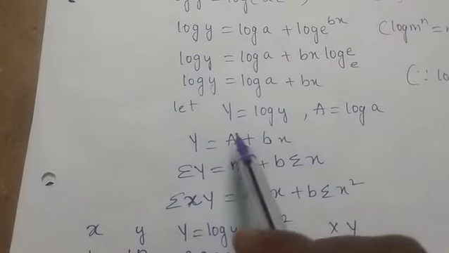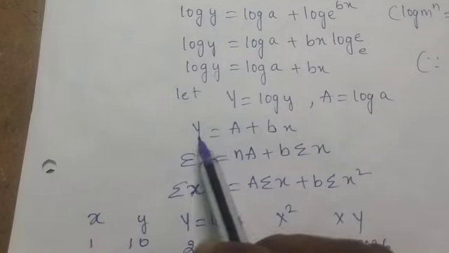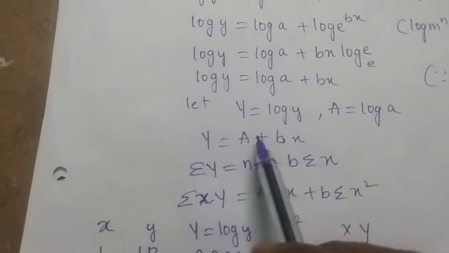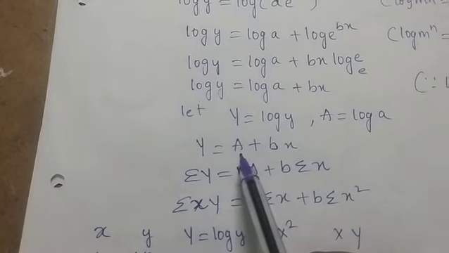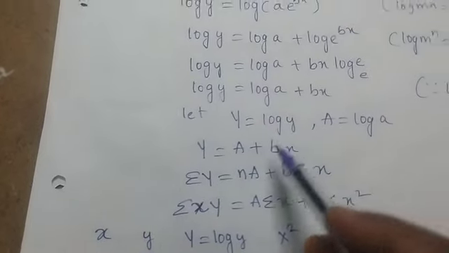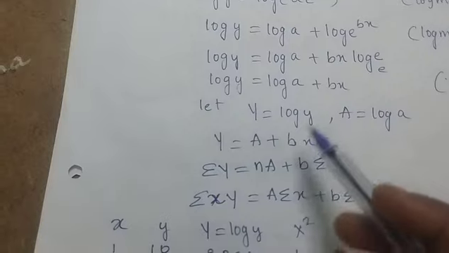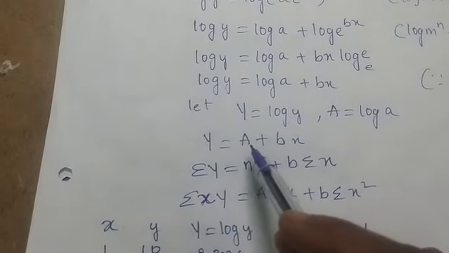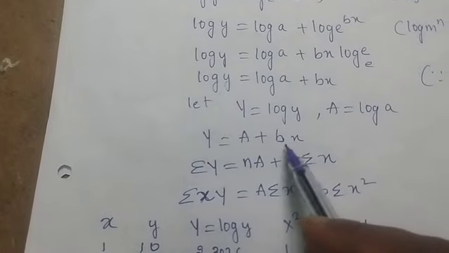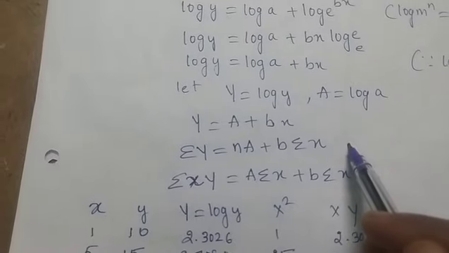How to find normal equations? Apply summation on both sides: summation capital Y equal to, this side also we need to apply summation. So after adding A, how many times are we adding? N times. So that's why we get NA. Suppose we are adding 2 five times, it means 2 into 5 is 10. Like that, adding A n times means we get NA, and in the summation of bx, the constant comes outside, so we get b into summation x. So this is the first normal equation.